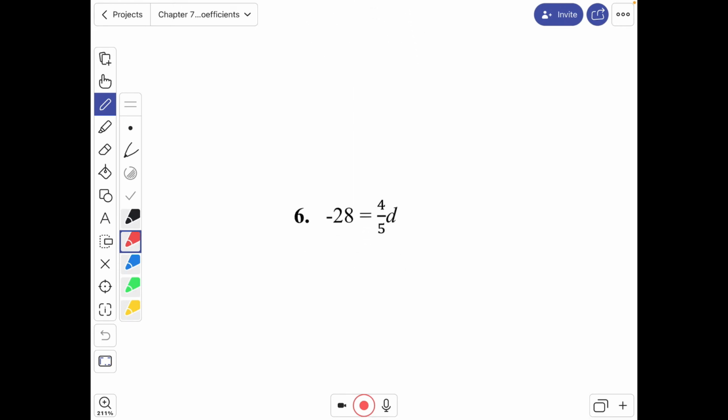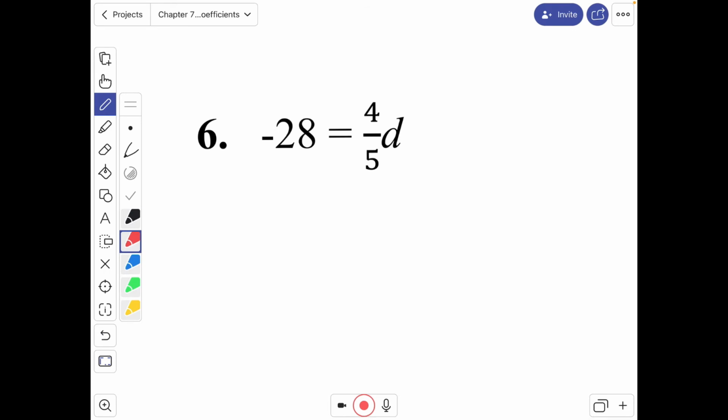Let's go over some of those fraction ones because those are a little bit tricky. On this one, our coefficient is 4/5. So we want to divide by 4/5. In order to divide by 4/5, we change to multiplication and flip. So we're multiplying by 5/4 on both sides. On this left side, I'm going to need to put a 1 underneath him. And I can simplify the 4 and the 28. 4 divided by 4 is 1, and 28 divided by 4 is 7.